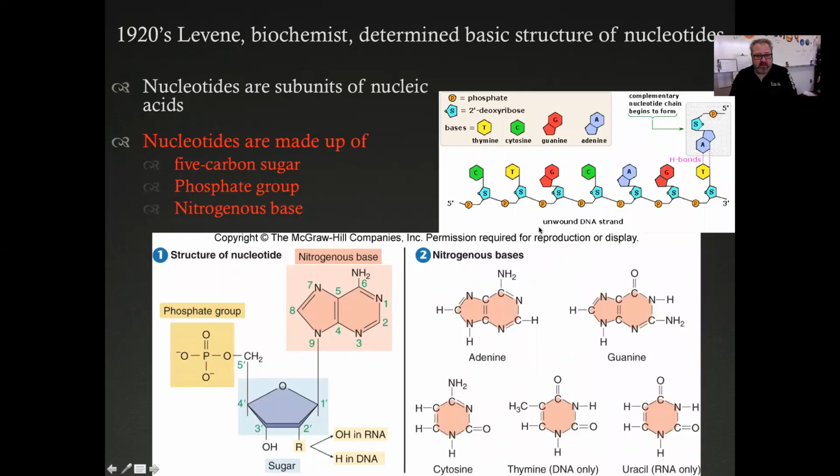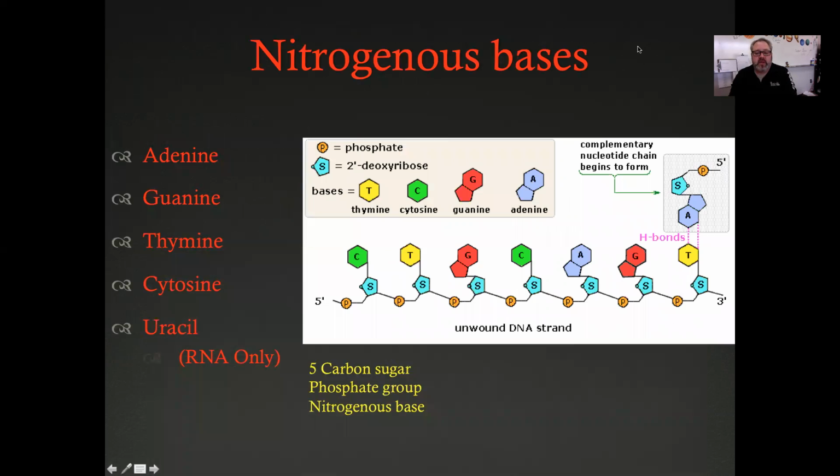So these nucleotides, or these groups, are connected together and they make these big long chains. So the nitrogen bases, adenine, guanine, thymine, and cytosine, and if we're talking about RNA, uracil as well, together in these big long strands create the DNA strand.